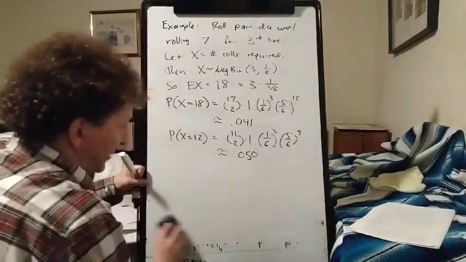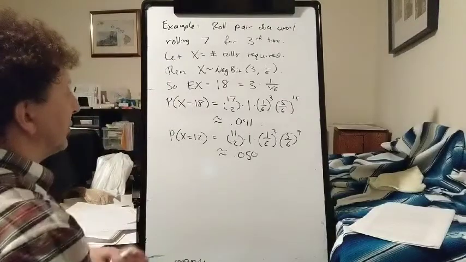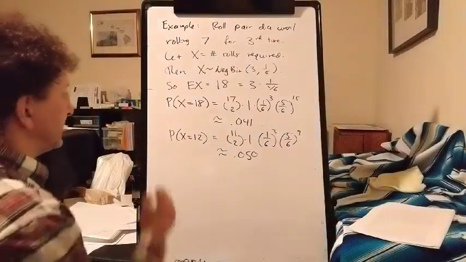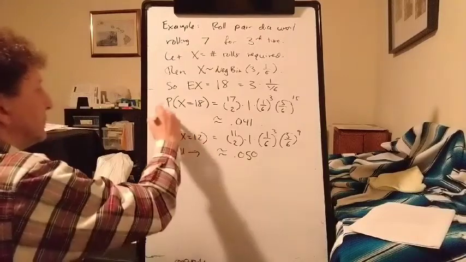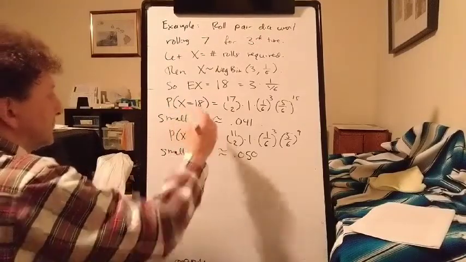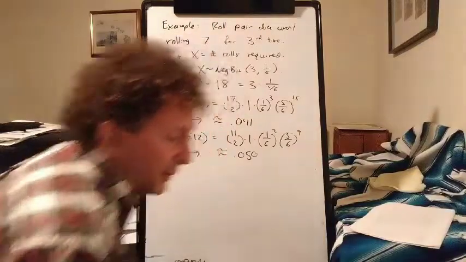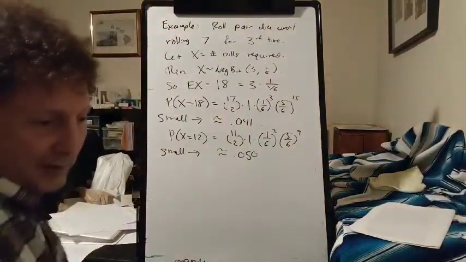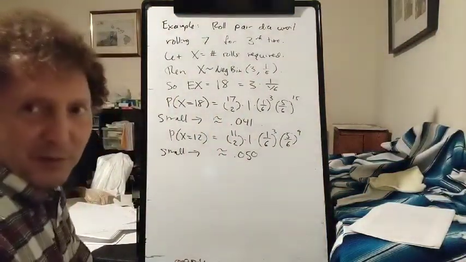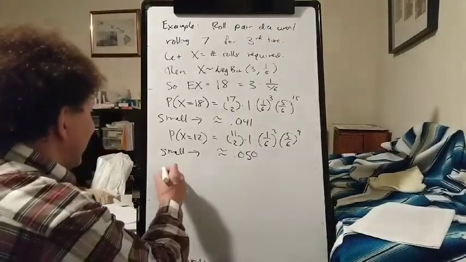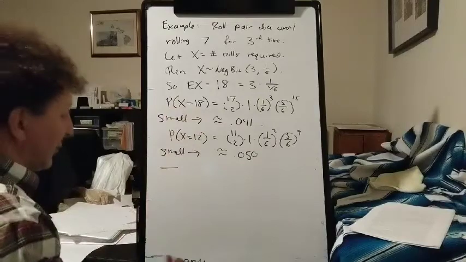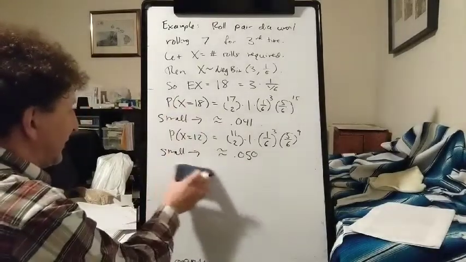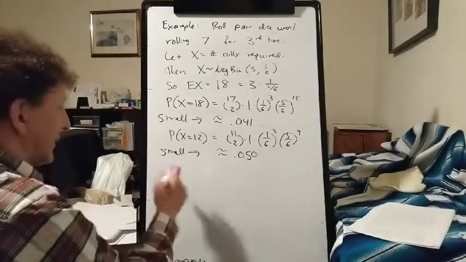So let's see why this might be. Why are these probabilities so small? So I computed lots of probabilities. Actually, I looked on the internet to do these computations. And it turns out that for any fixed k, the probability that it takes exactly k rolls doesn't get very high. It only gets to about 0.05. This is as big as it gets.